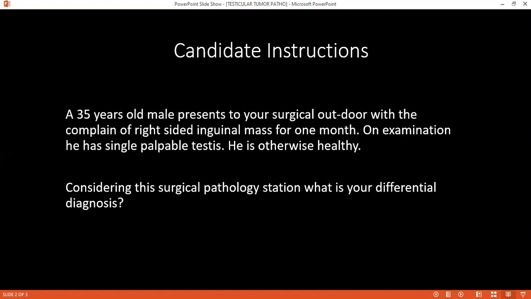According to WHO's classification, how would you classify testicular tumors? According to WHO, we have germ cell tumors, non-germ cell tumors or sex cord stromal tumors, then lymphoid or hematopoietic, then paratesticular tumors. In germ cell tumors, we have seminomatous and non-seminomatous. In non-germ cell tumors, we have Sertoli and Leydig cell tumors. In the seminomatous, we have three types: classical, anaplastic, and spermatocytic. In non-seminomatous, we have teratoma, choriocarcinoma, yolk sac tumor, and embryonal carcinoma.